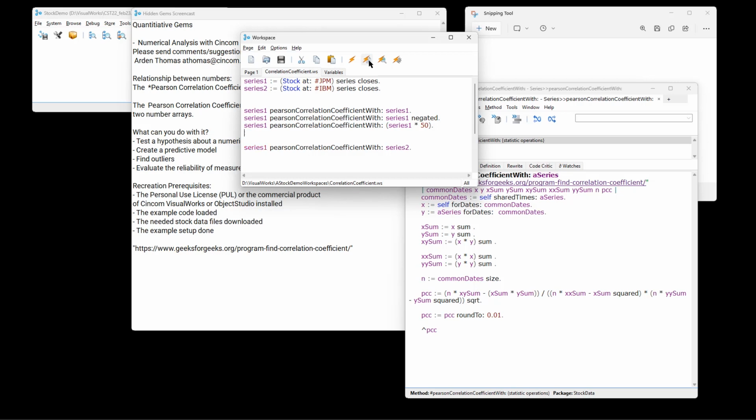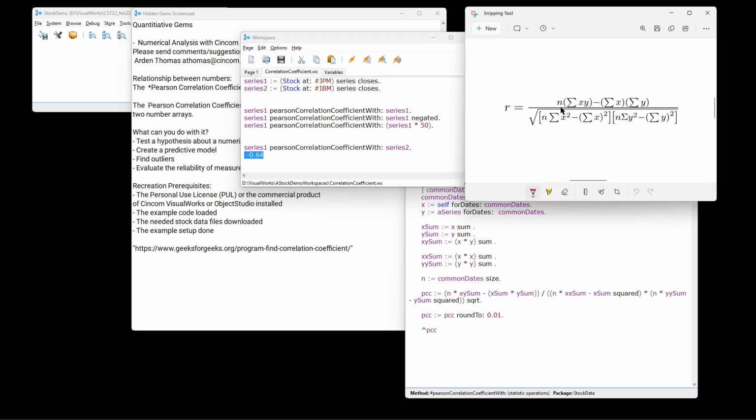But we're going to correlate JP Morgan stock prices with IBM stock prices, and we can see they are negatively correlated, which essentially means when one goes up, the other tends to go down, and it is 64% negatively correlated. By the way, the website I got this formula from is right here, if you want to find that, and you can find lots of information on the web about the Pearson Correlation Coefficient.